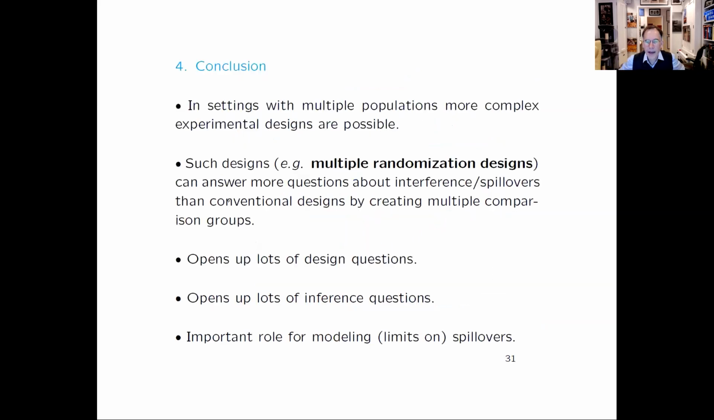So let me conclude here. What we're excited about is the fact that in these settings, with multiple populations, there's a host of new experimental designs possible. Once we realize that you can think of the assignment of the experimental design as not just choosing a vector of treatments for a population of units, but as choosing a distribution for a matrix of treatments for pairs of customers and products, or pairs of drivers and riders.